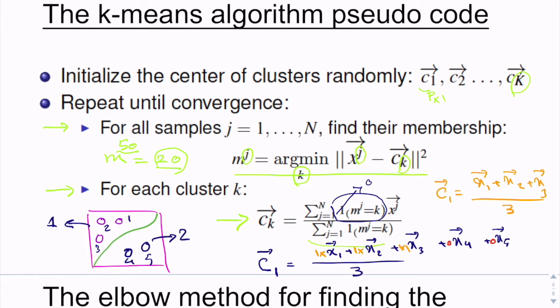And then we repeat this process: membership assignments, recompute the centers, until we don't see any change in membership. And then at that point we stop. Also note that there is this method called k-means with random initialization. Sometimes this method is very slow.